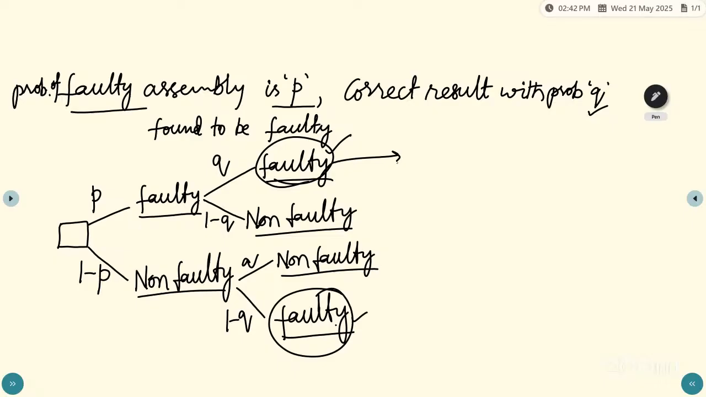First, P, that is assembling, and testing. Assembling and testing. Now you tell me, among assembling and testing, does assembling affect testing or does assembling influence testing?